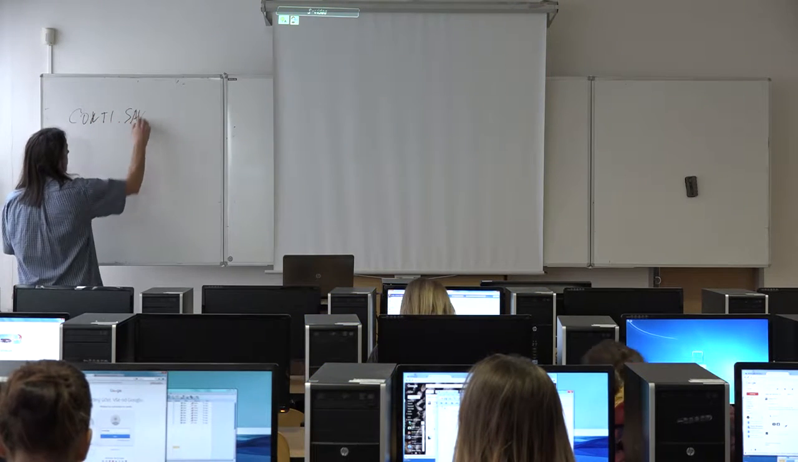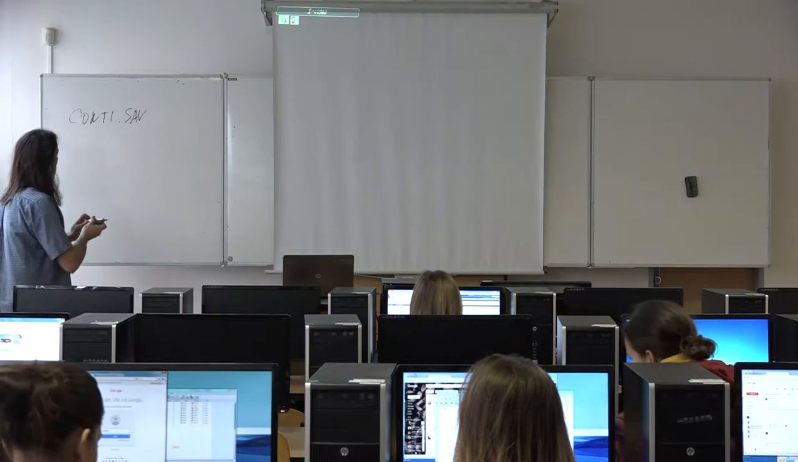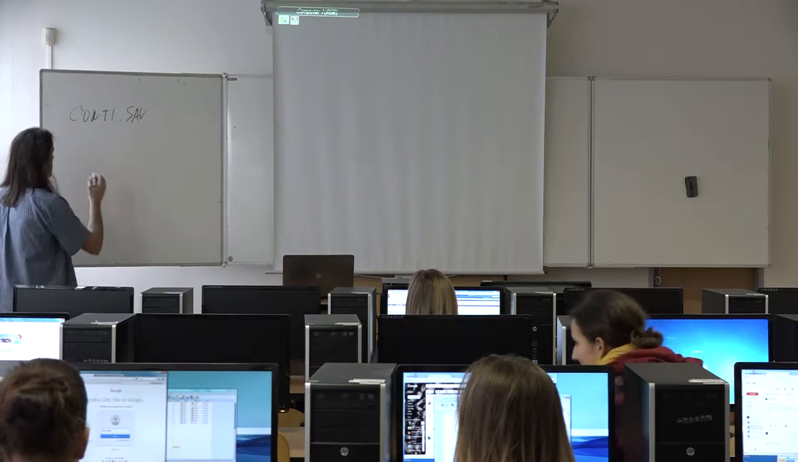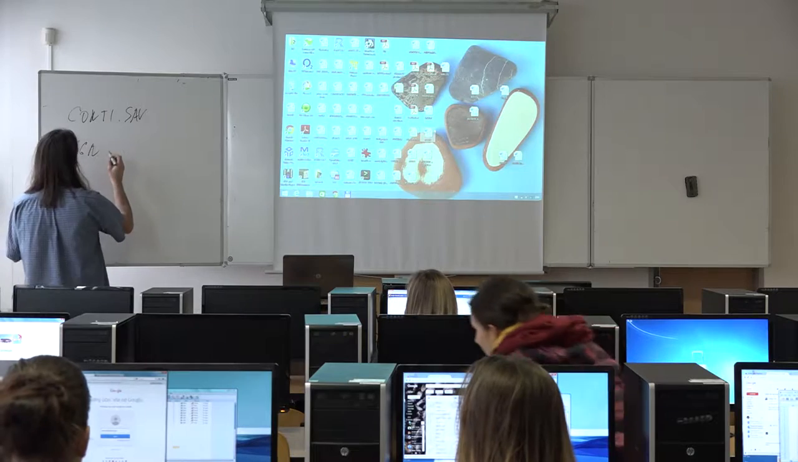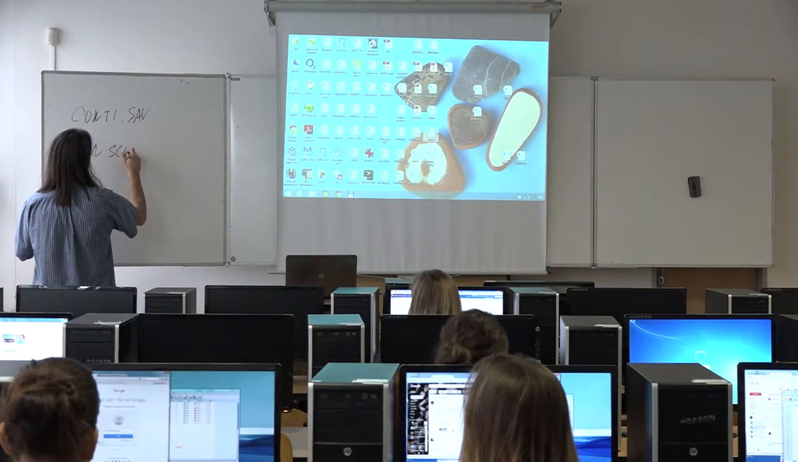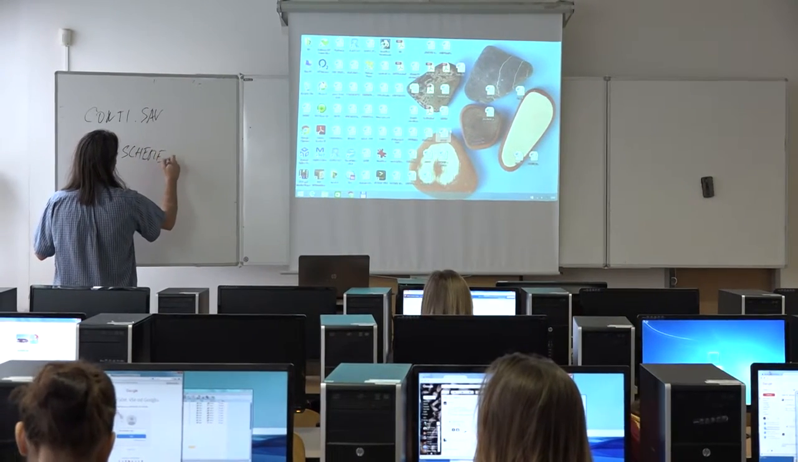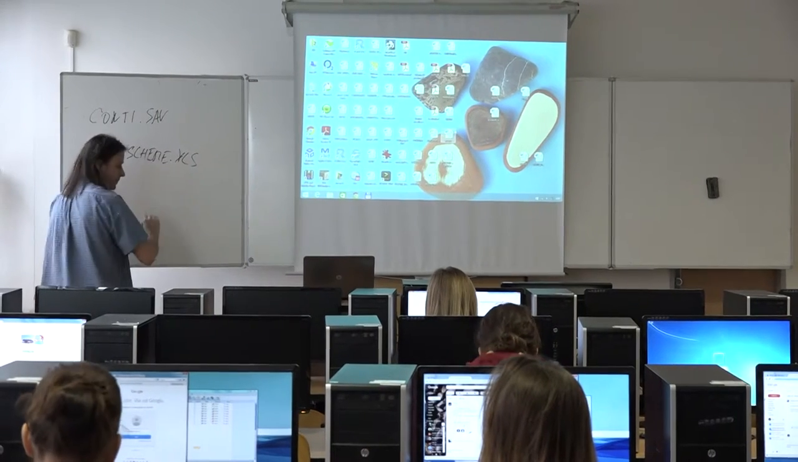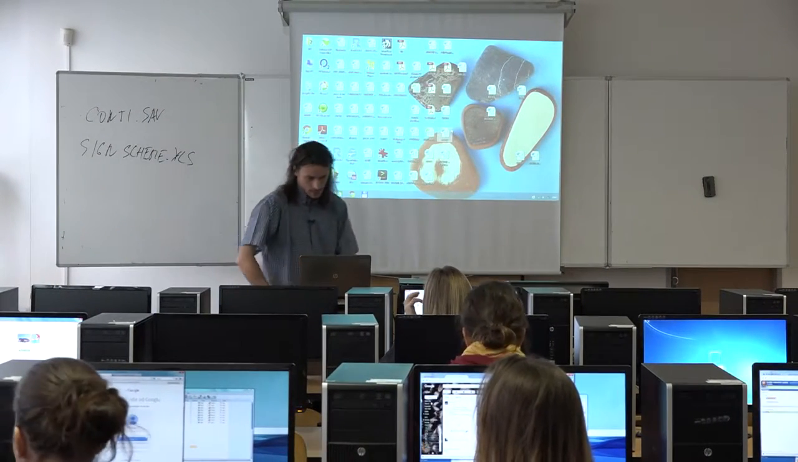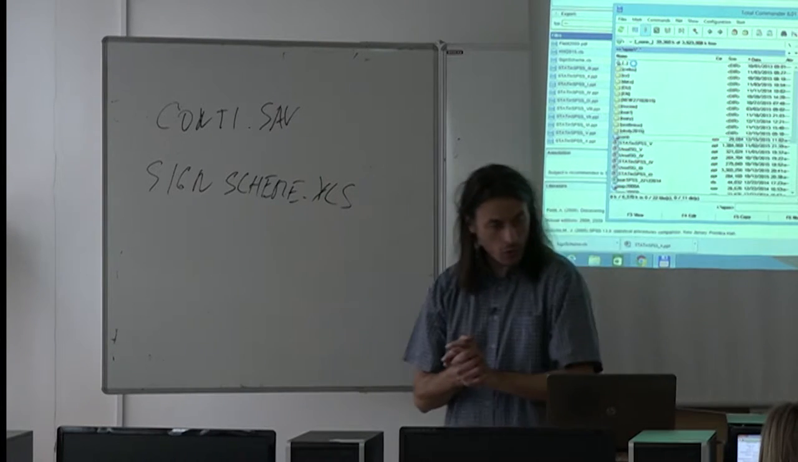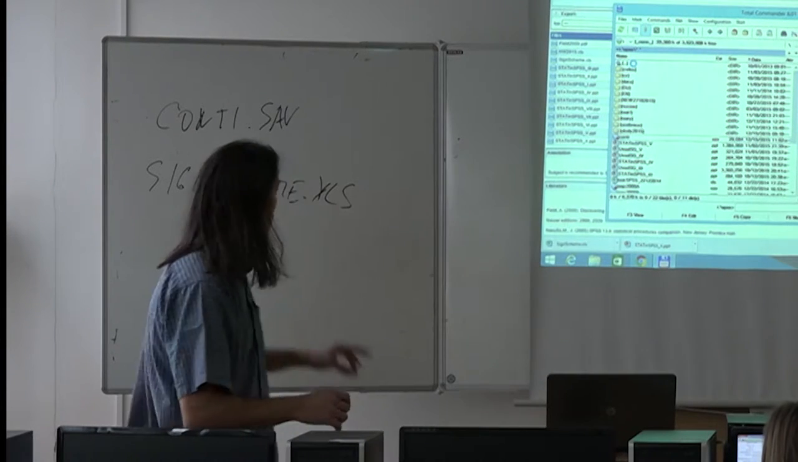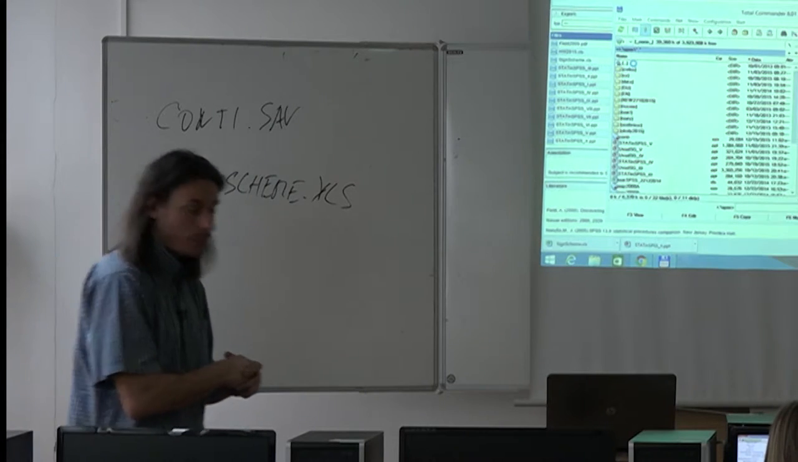So first of all, we will need a data file, which is called conti.sav. It should be in your email, and we will also use the file that can be downloaded from the sign scheme XLS. So first of all, please open the data file which is called conti.sav.